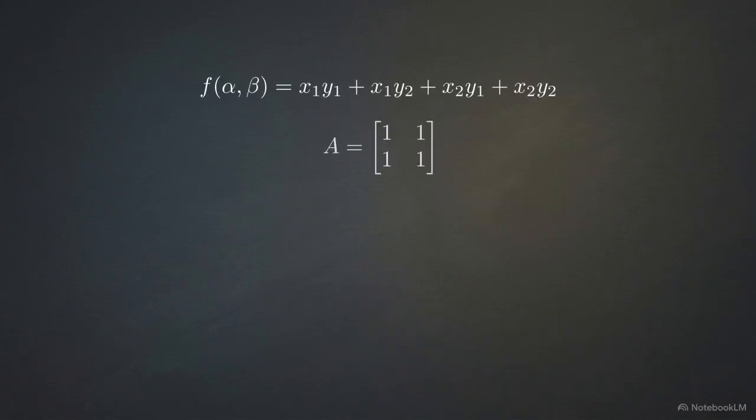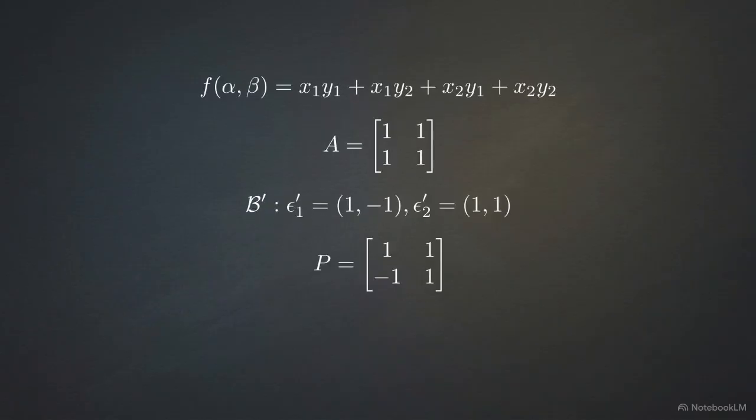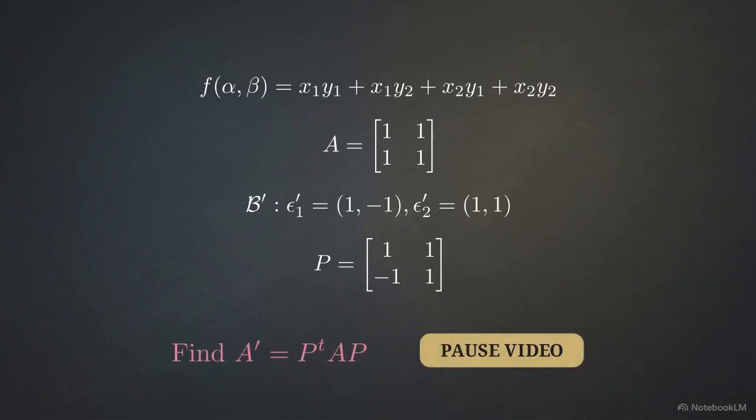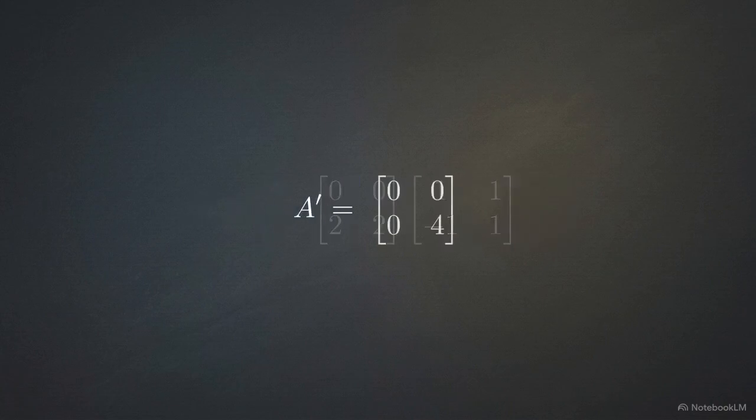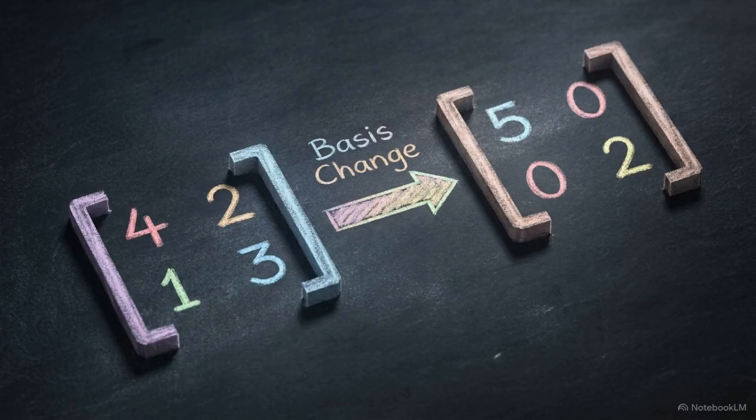Let's look at how this works. Here is a bilinear form, its matrix representation A, and a new basis set. Pause the video and determine the new matrix representation using the transpose formula. Calculating P transpose times A times P reveals a much simpler result, a diagonal matrix with entries 0 and 4. Using the transpose formula in this way allows us to simplify the representation of geometric interactions, making them easier to calculate.